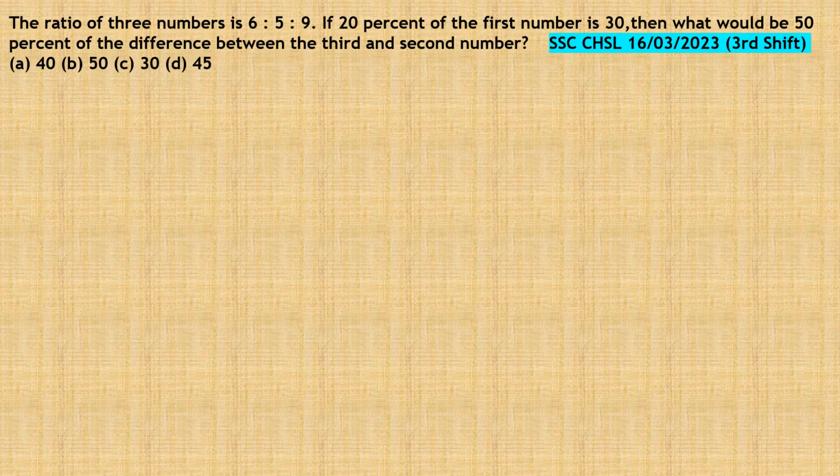The ratio of three numbers is 6:5:9. If 20% of the first number is 30, 20% means 1 by 5 of the first number, that is 6, is 30. What would be the 50% of the difference between the third and the second number? 50% denotes 1 by 2. Difference between the third and the second number, that is 9 minus 5, is equal to 1 by 2 into 4, that is 2, 2 2s are 4. We need to find the value of the ratio.